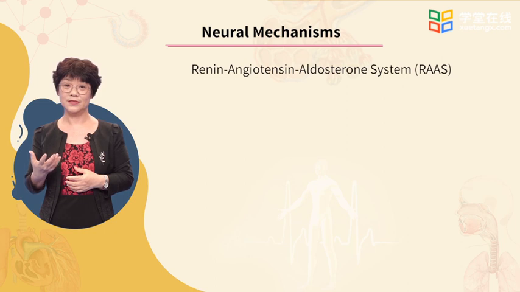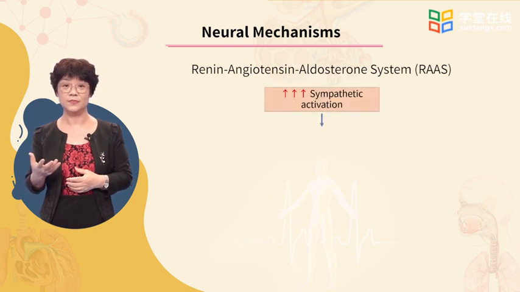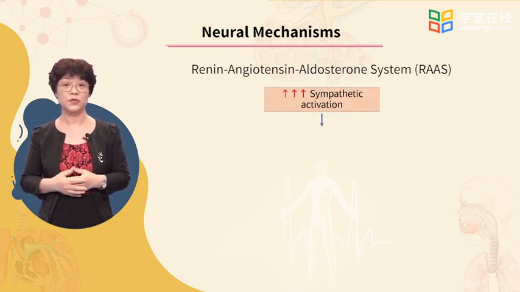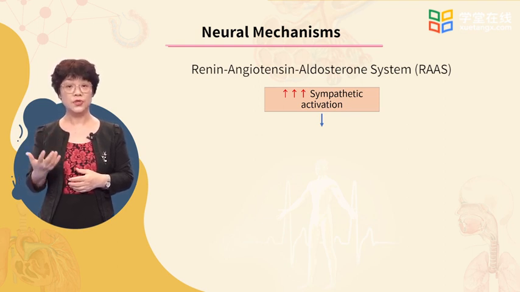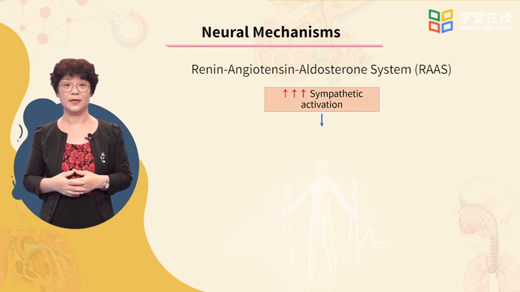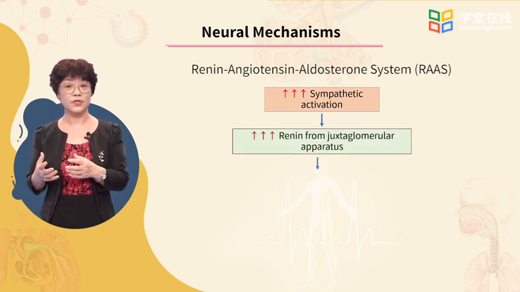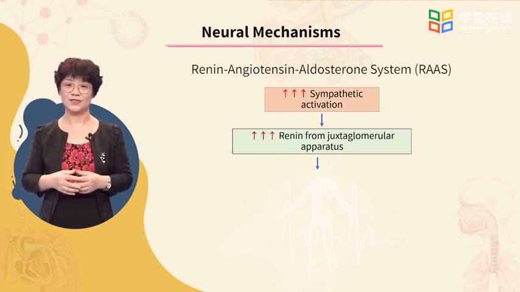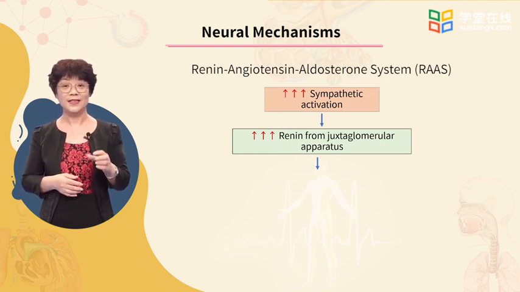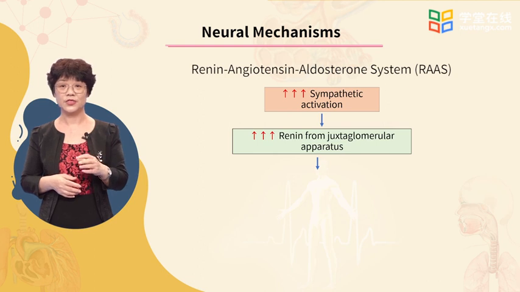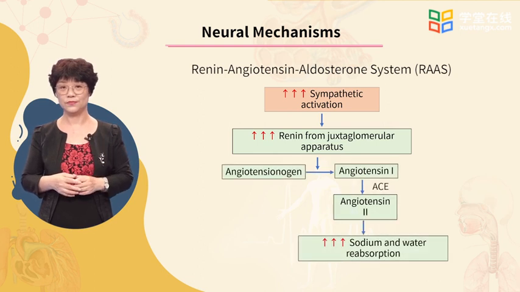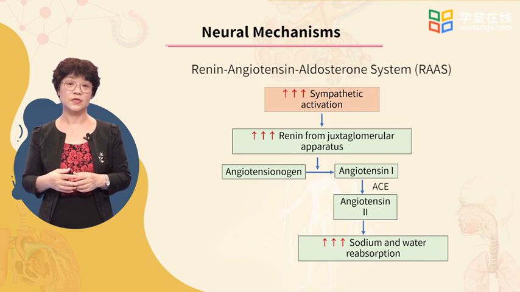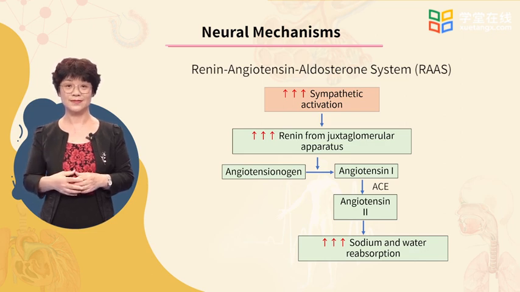As for neural factors, the sympathetic nervous system promotes tubular reabsorption. It also increases the tubular reabsorption indirectly by stimulating secretion of renin from juxtaglomerular cells. Renin then causes formation of angiotensin II, which increases sodium reabsorption.